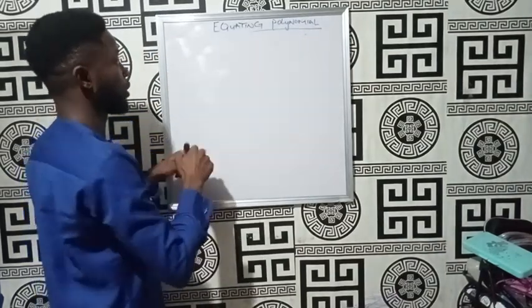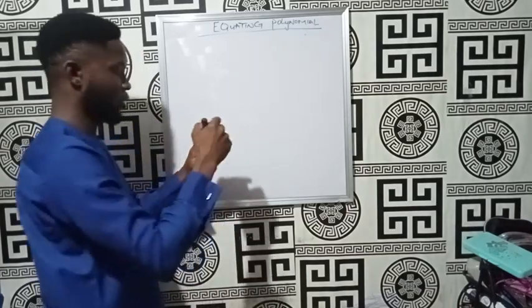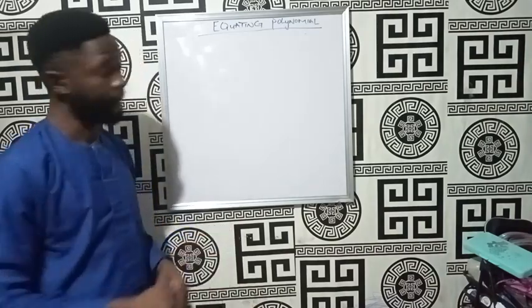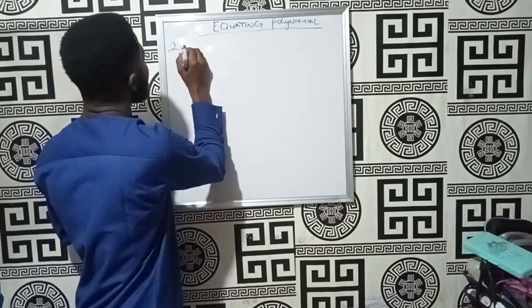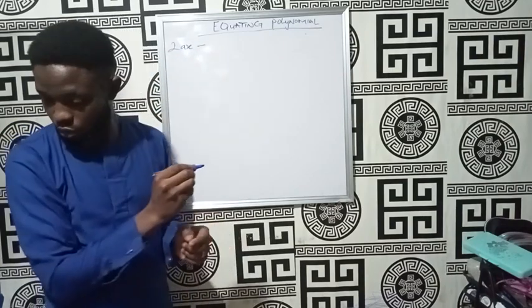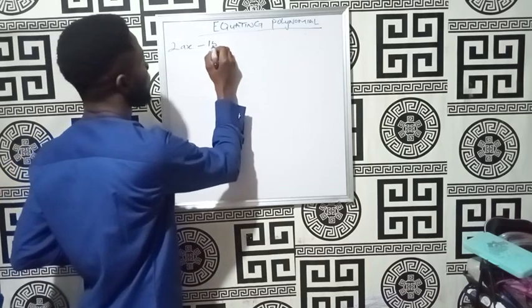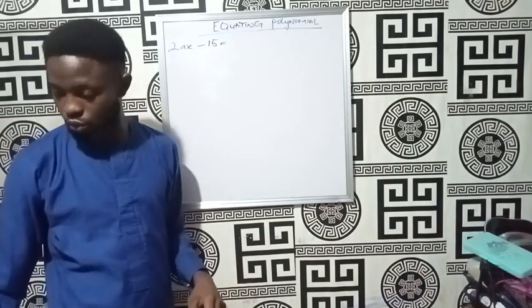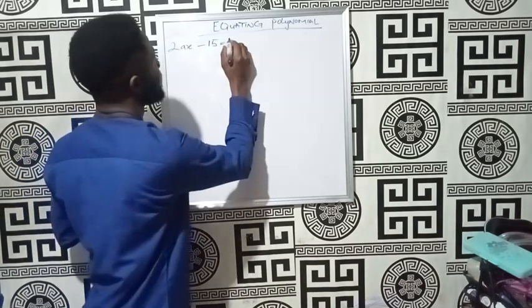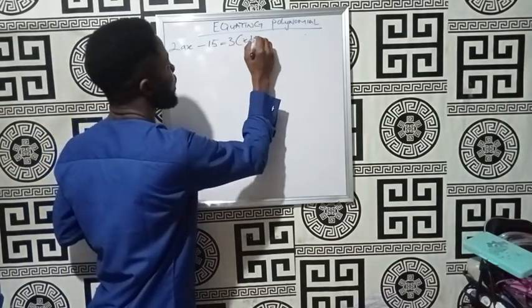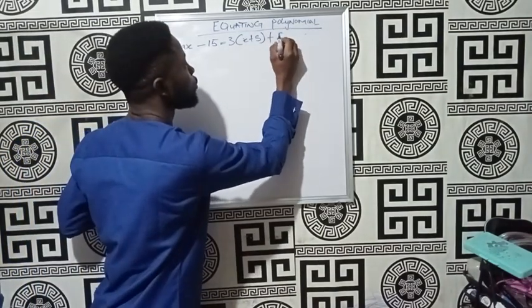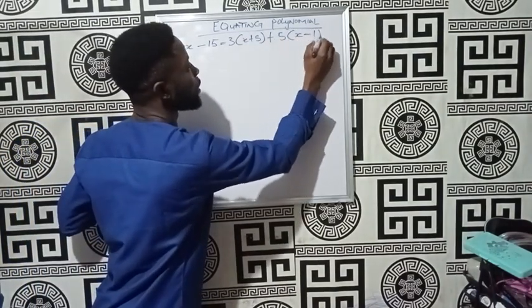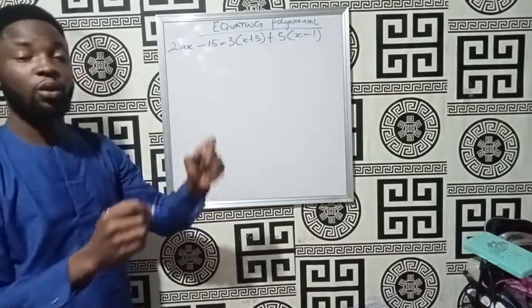So now you know what polynomial is. It's just how to solve equating polynomial. It's not like you are just subtracting. So I'll be giving us another one. We have 2ax minus 15 is equal to 3(x plus 5) plus 5(x minus 1). And this equating polynomial works.